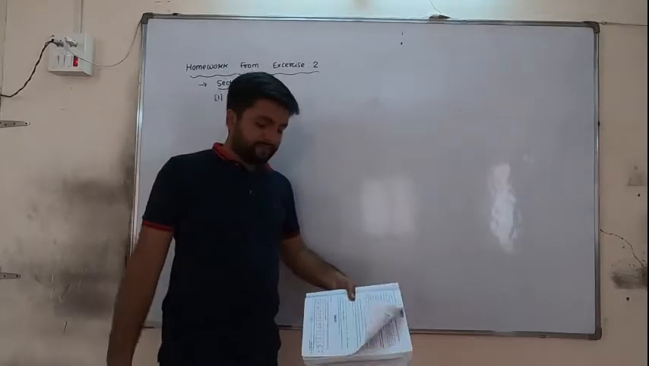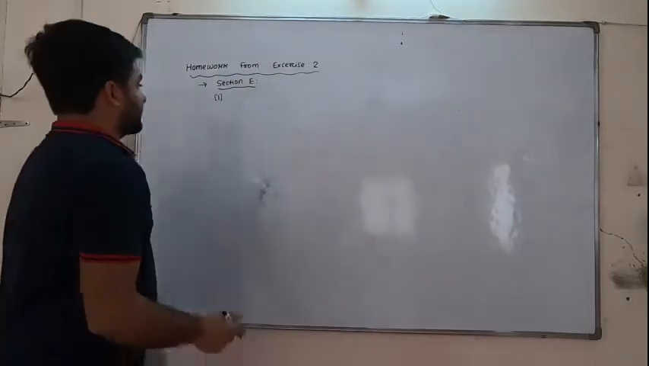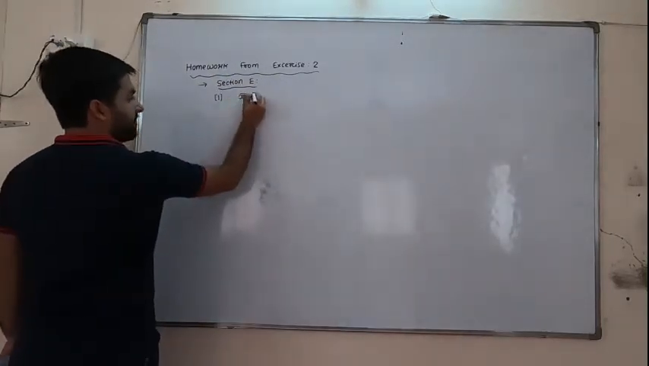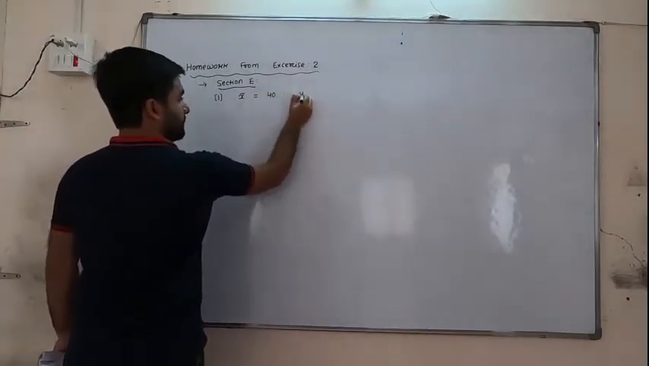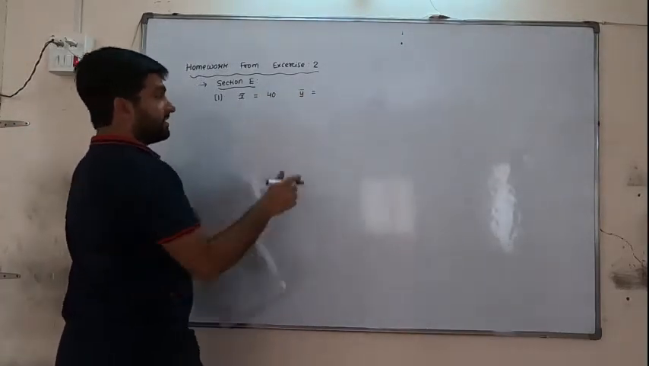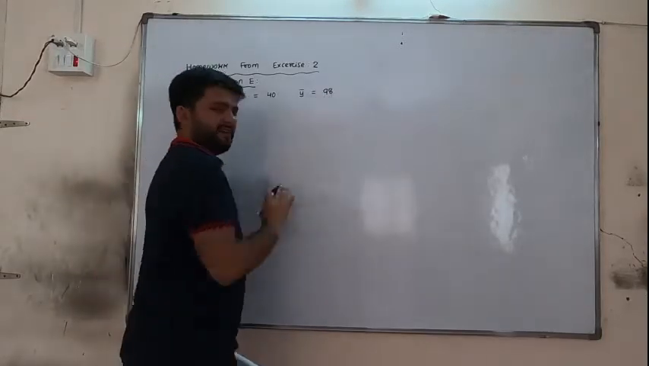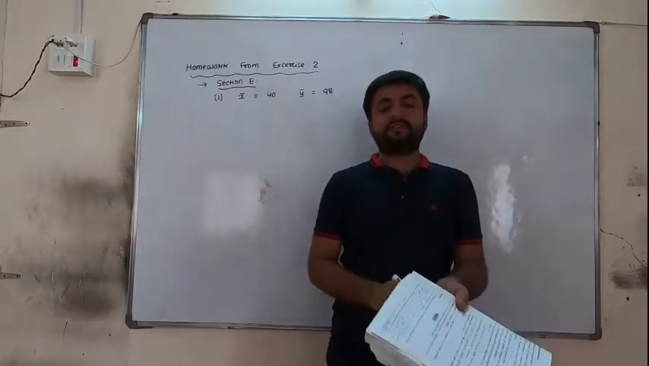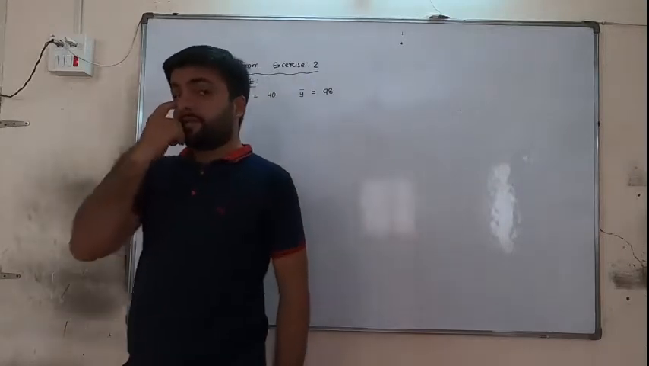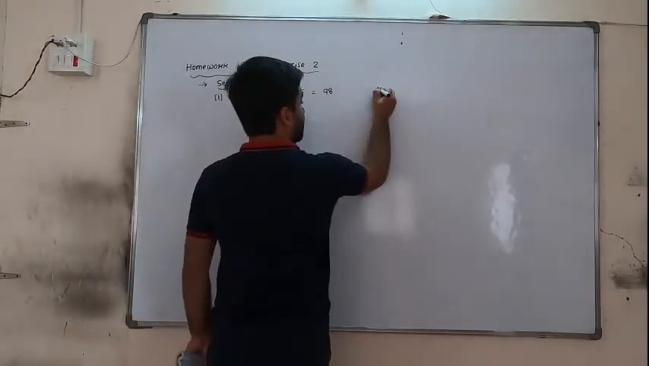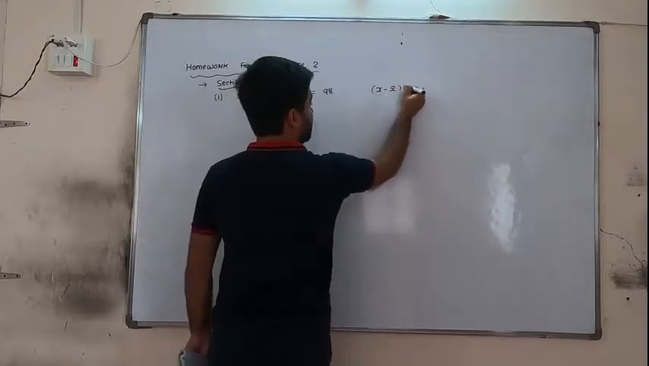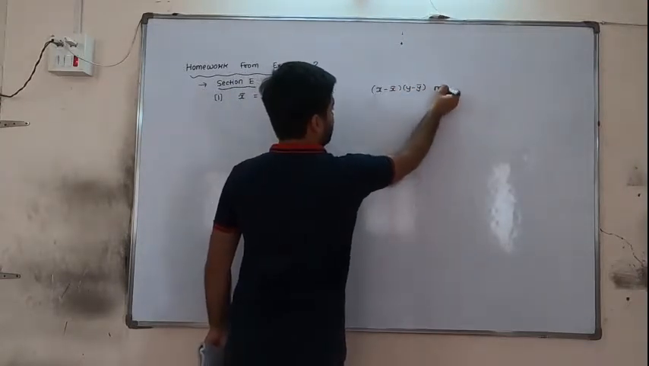First sum, we have to find the correlation coefficient by Karl Pearson's method. For that I have found for you x bar is 40, y bar is 98. I have found these to explain which method is to be used. Now see, x bar and y bar both are integers, so which method is proper for that? The X minus x bar, Y minus y bar method.